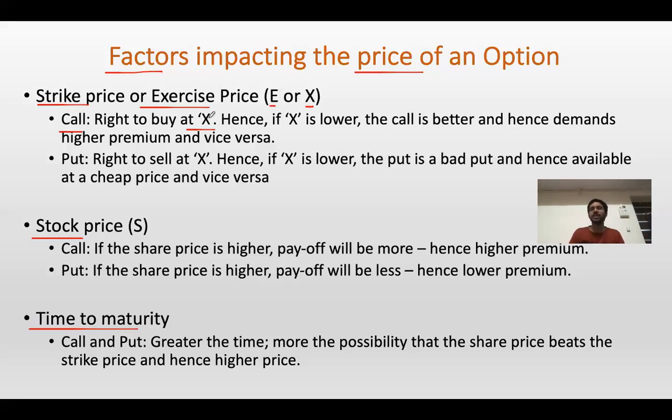a higher price today, right? So for a call option, if the strike price is lower, in our case the strike price of the first call option was 1,000, and the strike price for the second call option was 1,100, the call is better and hence demands a higher premium. So the first call option, which has a lower strike price, is going to have a higher price. And obviously vice versa, which means the second one, which has a strike price of 1,100, is going to have a lower price.